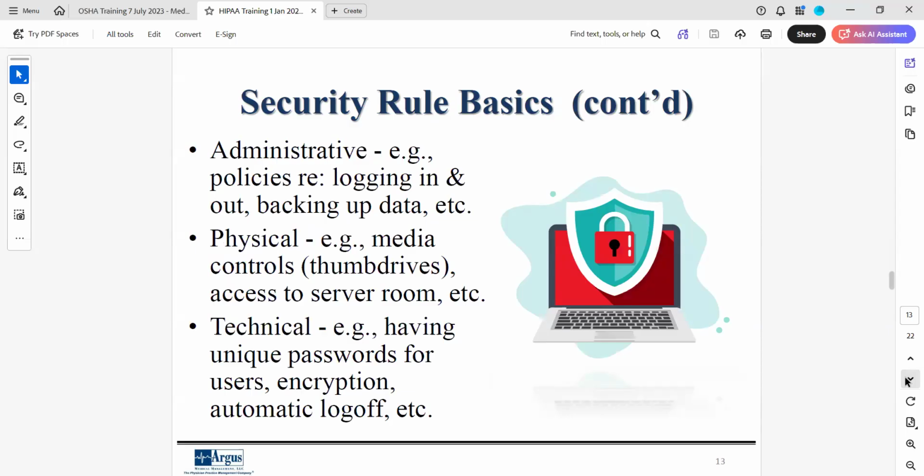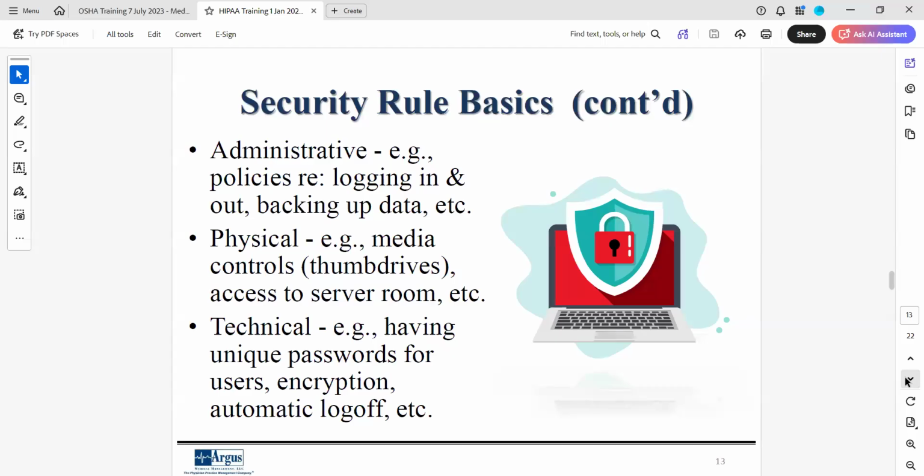Physical rules, such as media controls. Don't put anything on a thumb drive. Don't remove thumb drives from the office. Don't give people access to server rooms that are not supposed to be there. And technical, of course, making sure that every person has a unique password.